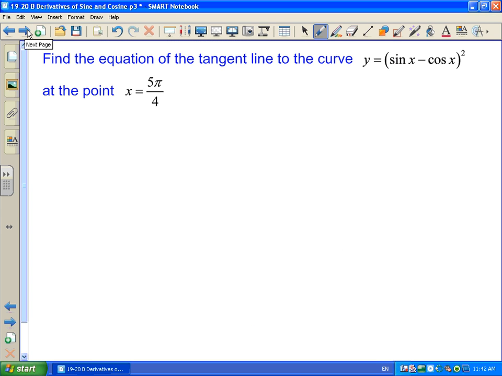First example. Find the equation of the tangent line to the curve y equals (sine x minus cos x) squared at the point x equals 5 pi over 4. Okay, so this is a standard question. I mean, we've asked you a million times how to find the equation of a tangent line. We're just giving you a trig function now. So what is our first step?